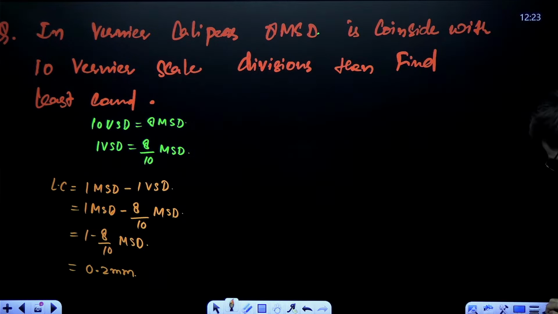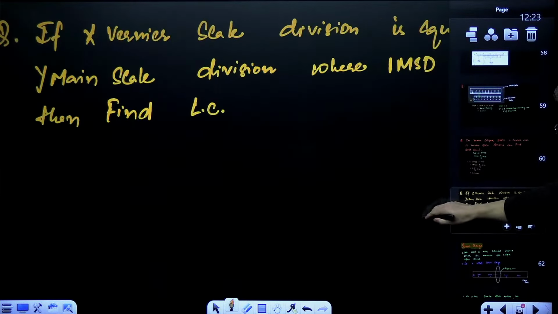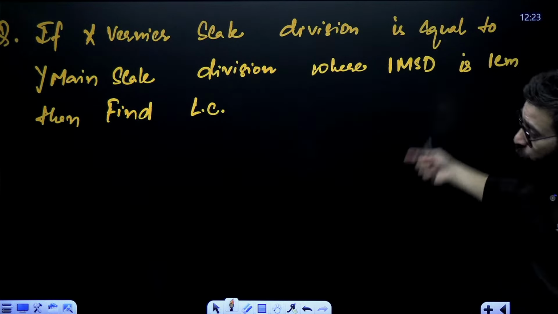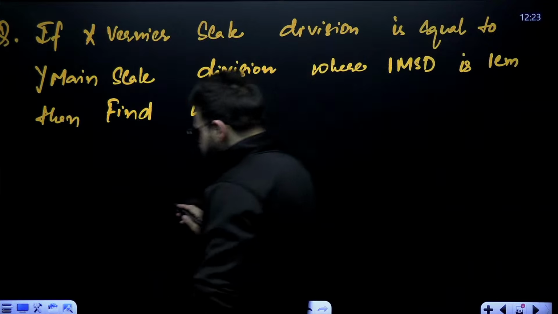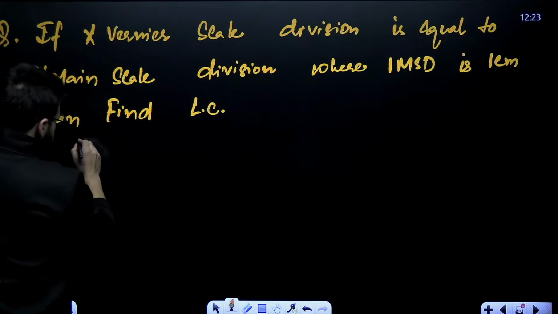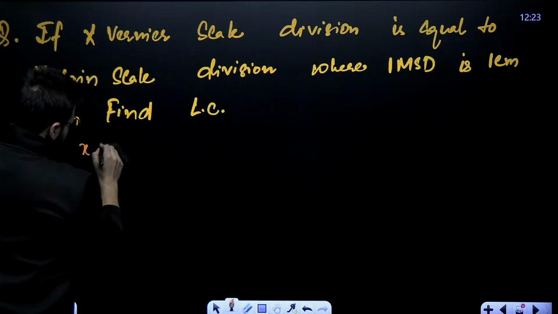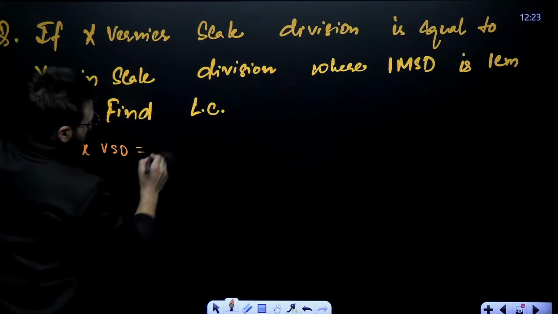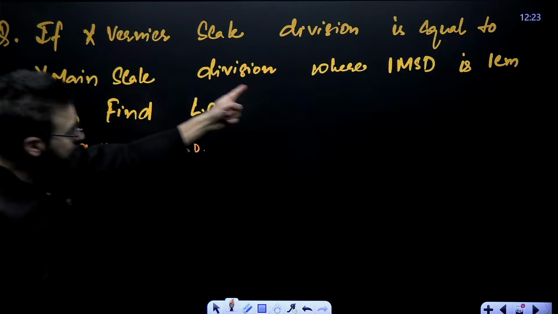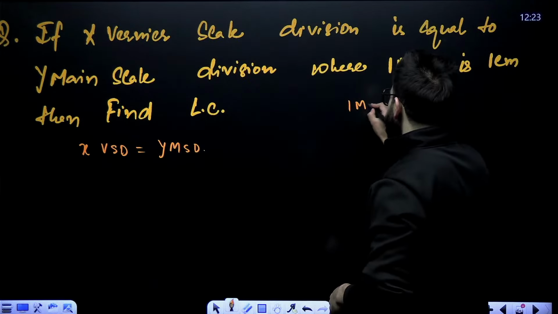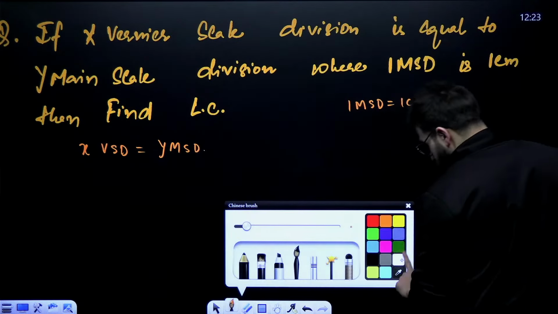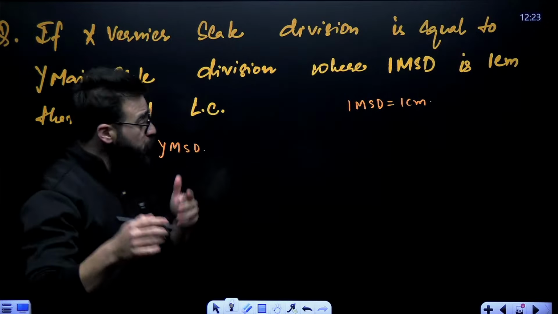Similarly, if you have another question of this type, if X vernier scale divisions is equal to Y main scale divisions, X VSD is equal to Y MSD, where 1 MSD is equal to 1 centimeter. Here it is saying 1 MSD is equal to 1 centimeter, not 1 mm. Keep that in your mind. It is mentioned over here. You are supposed to find the least count.